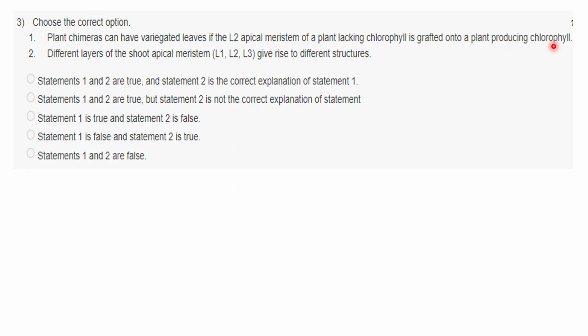Now let's take a minute to collect some answers. I can see Ajay has already answered, but we'll wait for some time and let other students wonder about the question. So you need to have a basic understanding of the shoot apical meristem to answer this question. It will be easier for you guys.